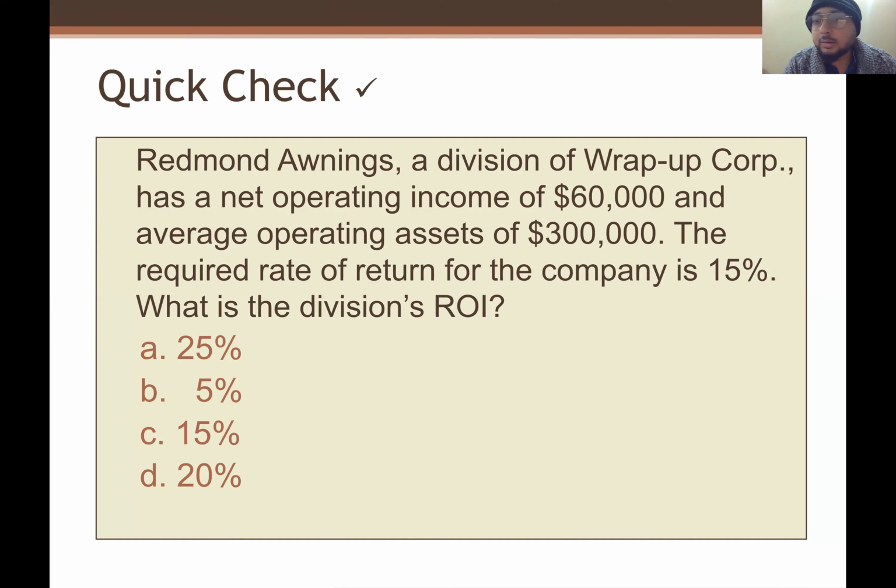For the organization, the division has a net operating income of 60,000 and average operating assets of 300,000. The required rate of return for the company is 15%. What is the division ROI? What is the ROI?